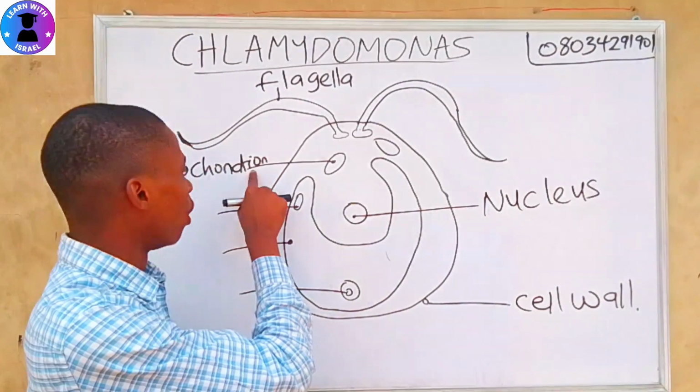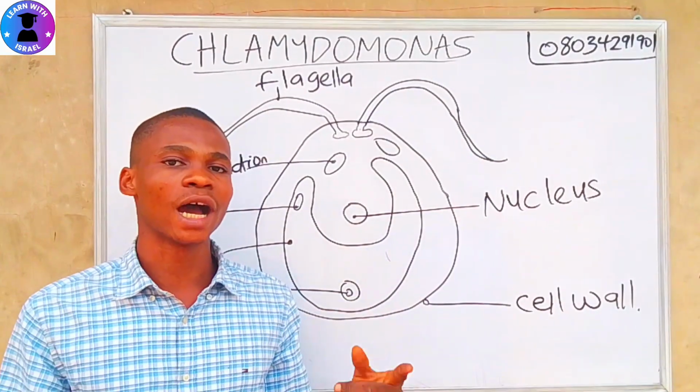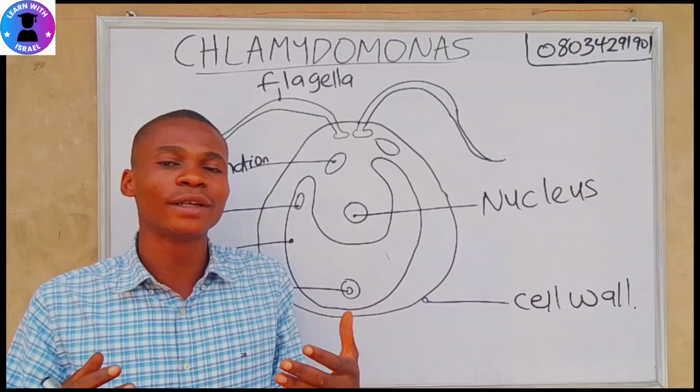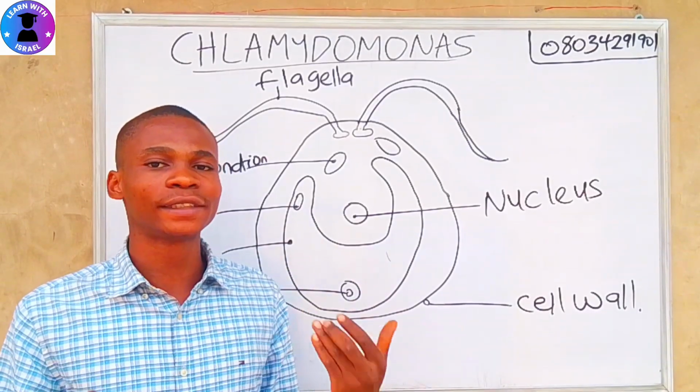Once we have two mitochondria, it is called mitochondria. A single one is called a mitochondrion. Mitochondrion is the powerhouse of the cell.